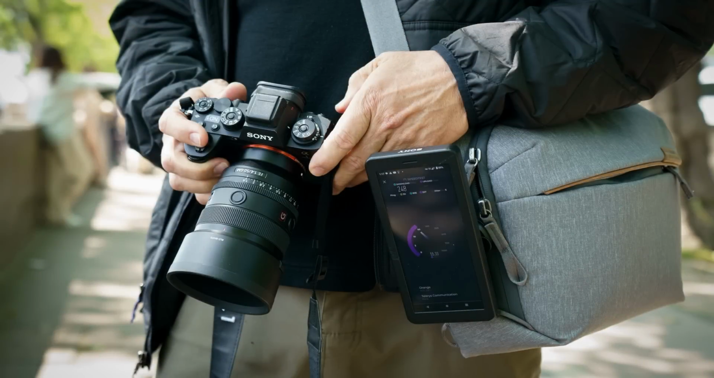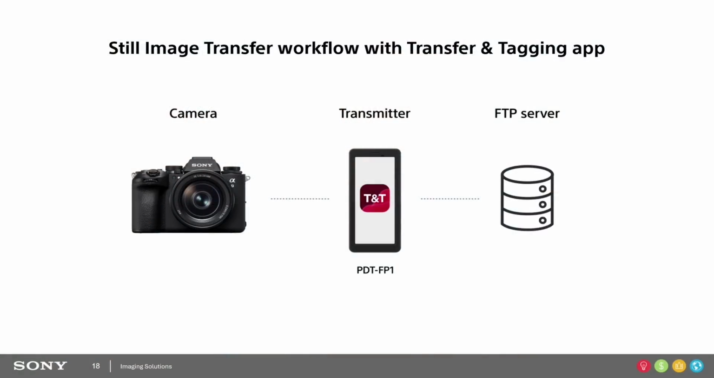At the Olympics, quite a lot of photographers actually were using the PDT-FP1 for transfer and tagging. And what they typically do is they'll have the PDT-FP1 connected to a belt loop. They'll have connected via a LAN or RJ45 cable, which locks into the camera and locks into the device. It doesn't come loose. And then they'll have the FTP set up with IPTC data. In other words, the photographer's name, the event they're at, maybe the specific event.